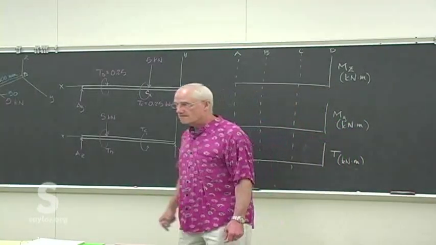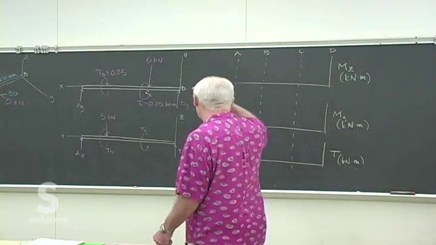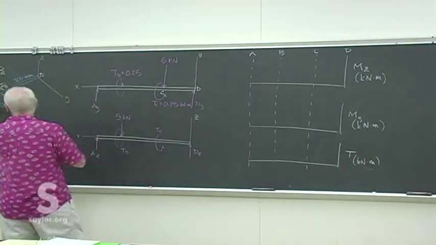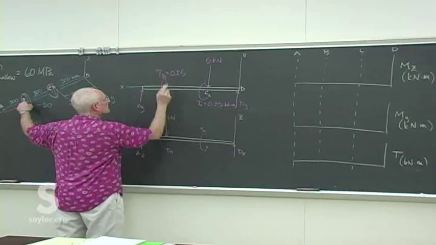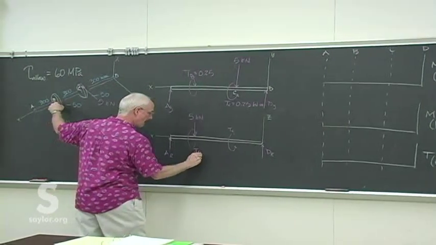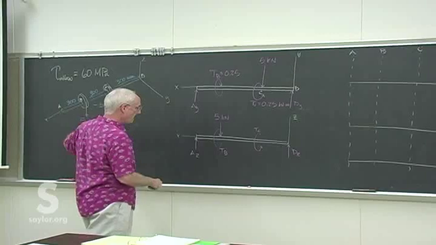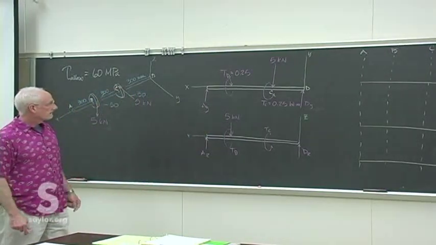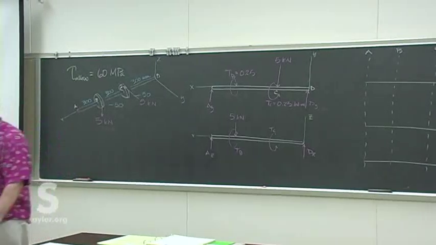Joe? Oh yeah, that should be a B, sorry. Yeah, A, B, C, and D. Okay, thanks, Joe.